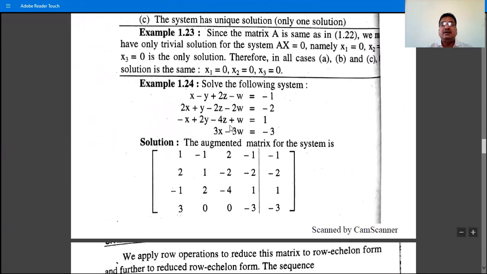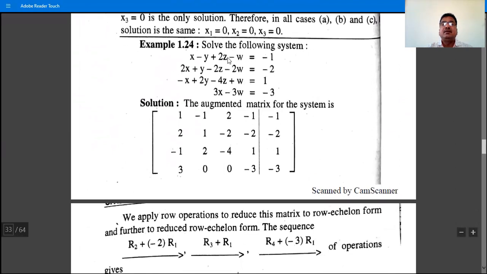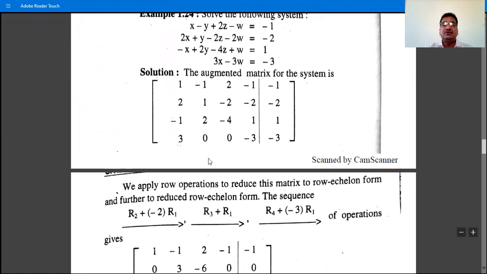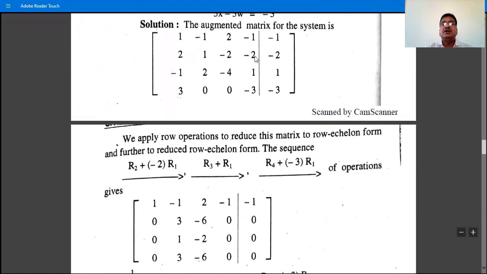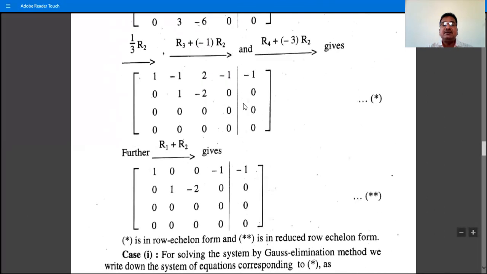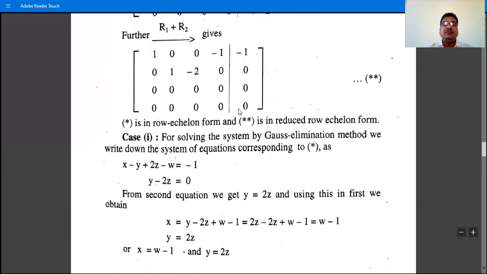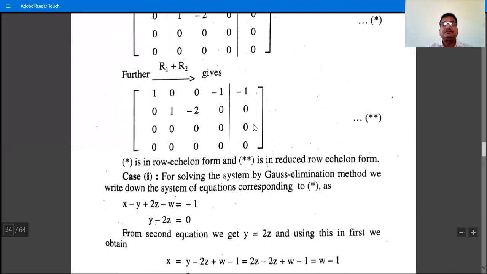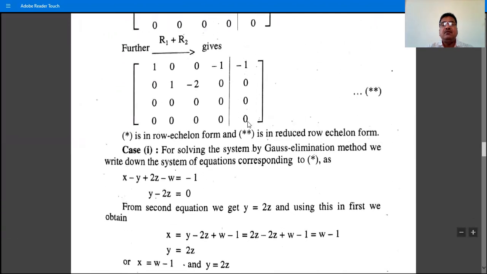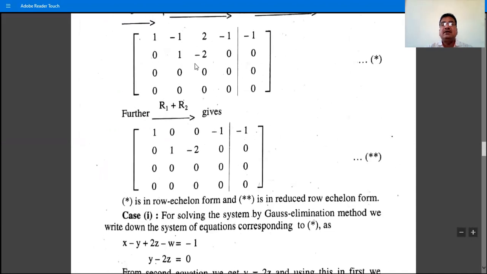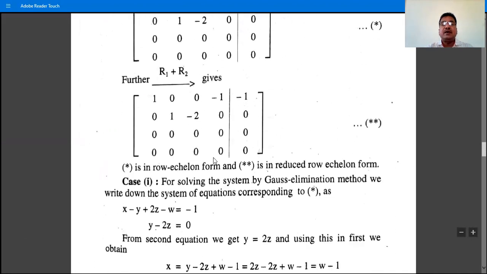Then this is the example: solve the system. We are given 4 equations and 4 unknowns. So consider the augmented matrix, reduce the matrix to echelon form. And if you observe, this is the echelon form of the matrix. This is the row echelon form or echelon form, and this is the reduced row echelon form.